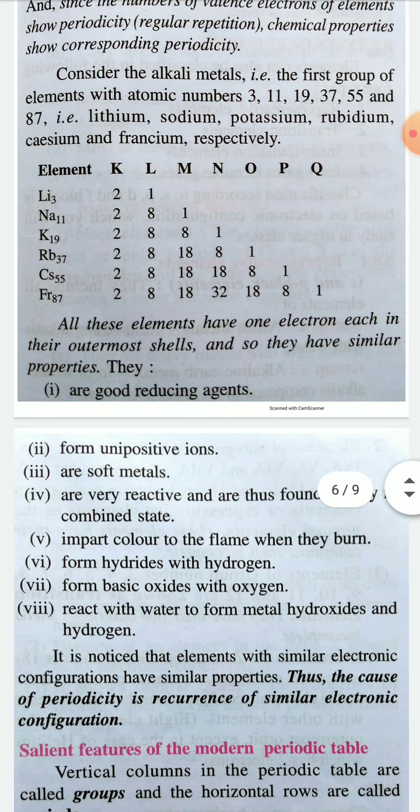It is noticed that elements with similar electronic configuration have similar properties. Thus, the cause of periodicity is recurrence of similar electronic configuration. That is, if two or more elements have similar electronic configuration, their chemical properties will be similar. So the cause of periodicity is recurrence of similar electronic configuration.